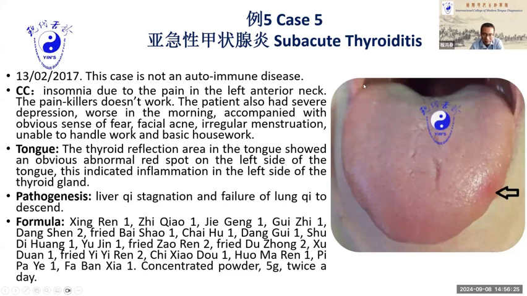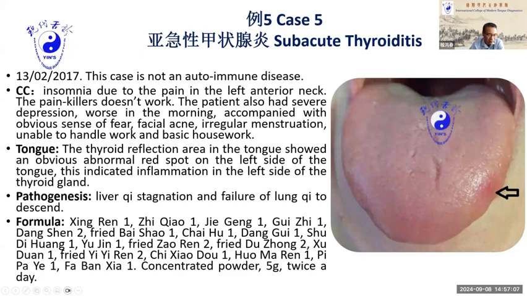She was introduced by her sister to my clinic, and when I took the tongue picture, I first found this red dot on her tongue's thyroid reflection area. So I knew her problem was from the thyroid. I made the judgment of liver qi stagnation and lung qi failing to descend, and then I gave this prescription. This case you can also find in this book.